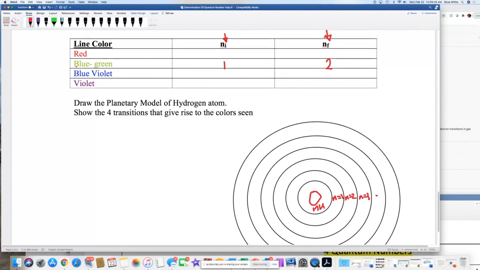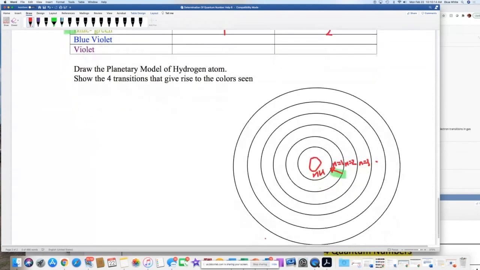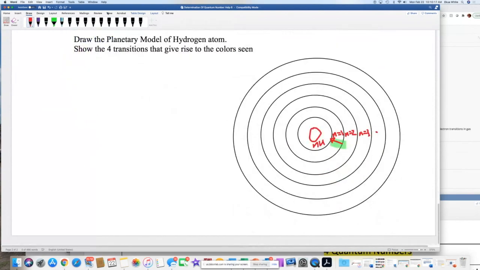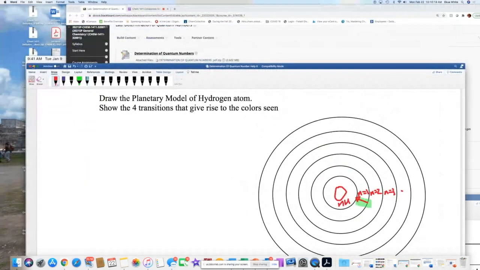To show you the blue-green, let me use a blue-green color. My electron for this one here is going from 2 to 1, right? So I'm going to draw this going from 2 to 1. This is too thick, but you get the idea, right? The electron is going from here to produce the color. So you have to end up drawing 4 different transitions, and then that's the end. Does that answer your question?